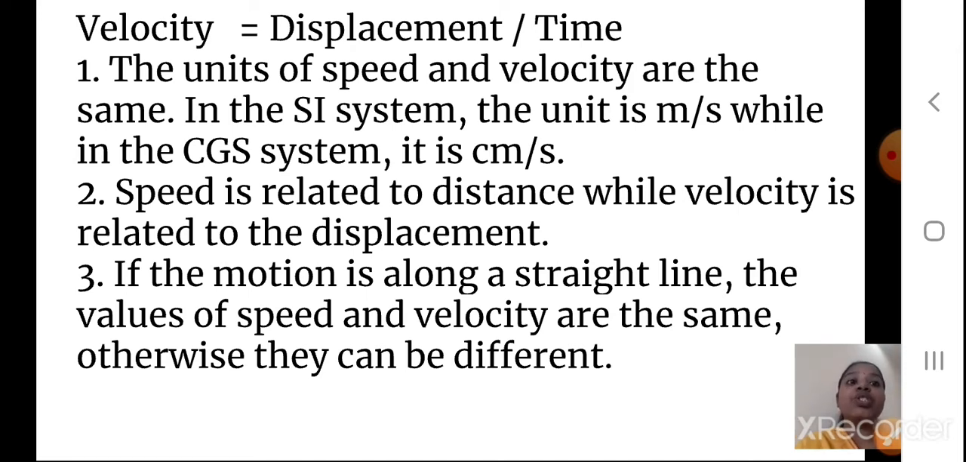Okay. If the motion is along a straight line, the values of speed and velocity are the same. Otherwise, they can be different. So speed value and velocity value can be different. When can they be the same? When they are in a linear motion. Straight line means linear motion. We will say that at that time the speed and velocity values are the same. Okay, units are also the same.